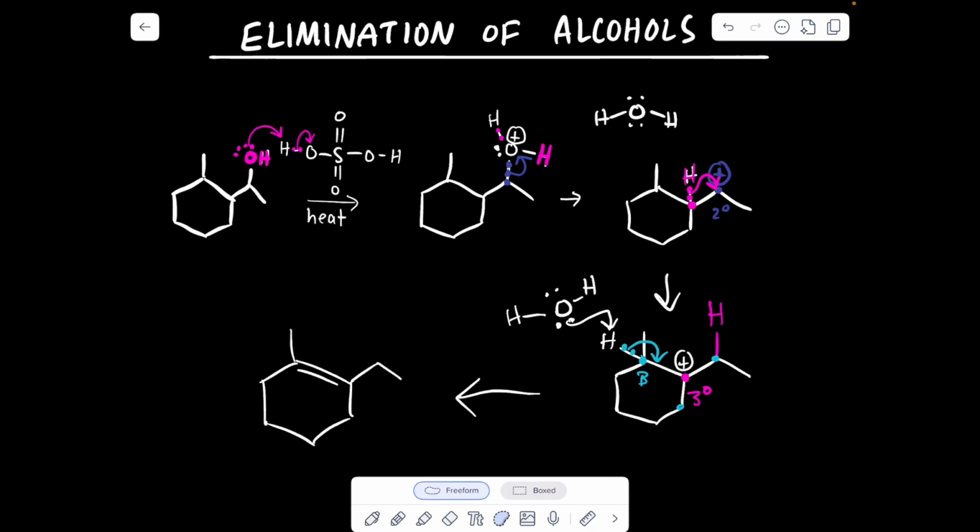That is all on the elimination of alcohols. We've also covered hydride shifts, where we had a 2° carbocation change to a 3° carbocation. Then finally, in our last step, this is where the elimination occurred, where the water came back in, grabbed a hydrogen, and we got our pi bond in the end.